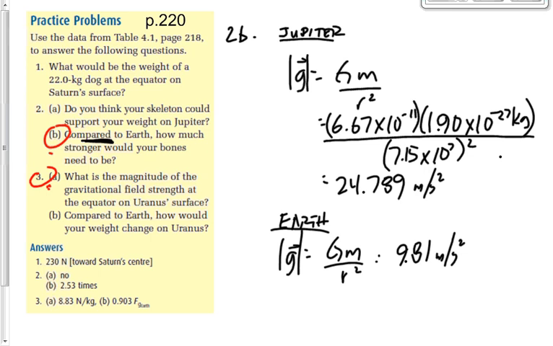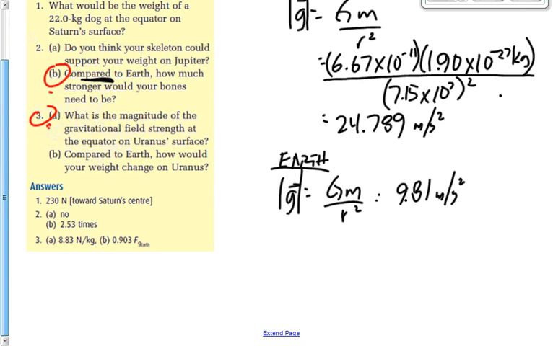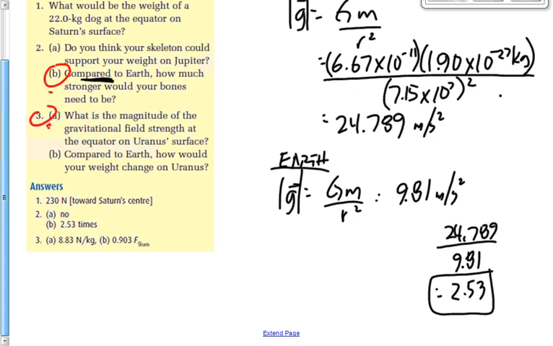You guys remember one day we talked about that? If you're trying to compare two things, what do you do? Divide one over the other. So we're going to say 24.789 divided by 9.81. We end up getting a value of 2.53. So my skeleton would have to be 2.53 times stronger on Jupiter in order to survive long term on Jupiter versus the Earth. Right? Make sense?